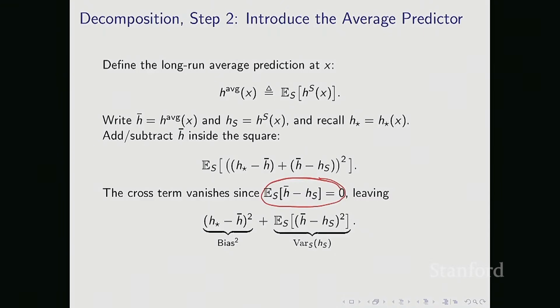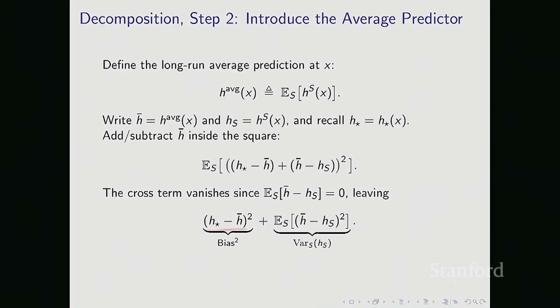Because this is the expected value of this guy under S. So this is equal to 0. This is just definitional. Okay. Now, that leaves us with the fairly famous set of terms, bias and variance. And these are related exactly to what we talked about before.